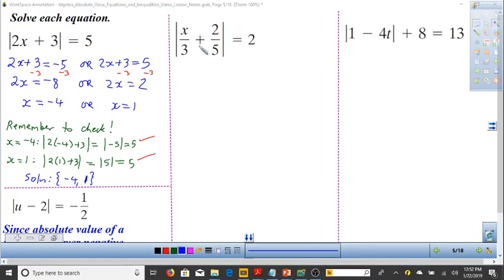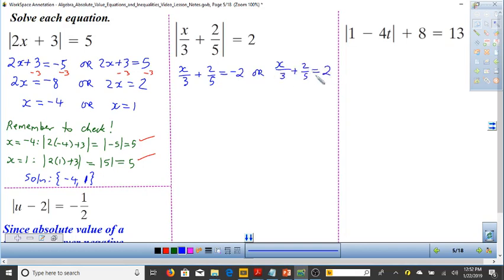Now, we have another one, relatively easy. It just has fractions to it. So this is not much more difficult than our first example. Again, the absolute value is by itself. It's isolated on one side of the equals. So we interpret that to mean inside the absolute value is equal to the negative of 2, or inside the absolute value is equal to the positive of 2.